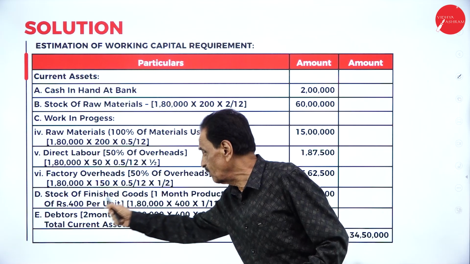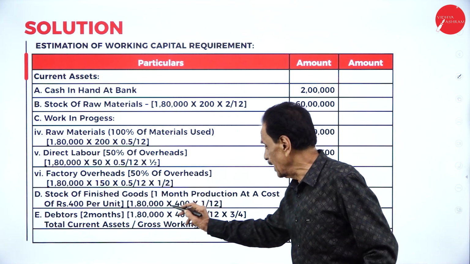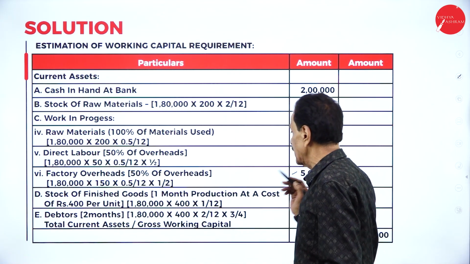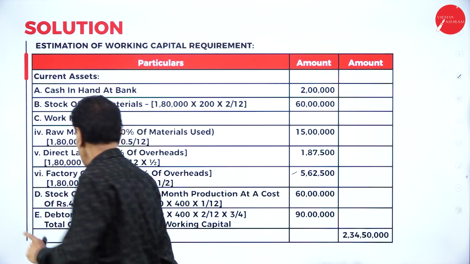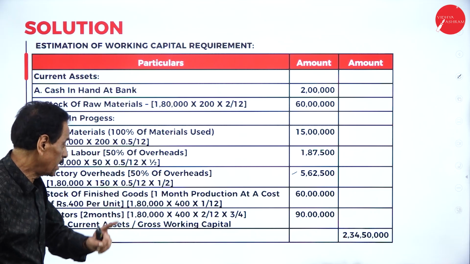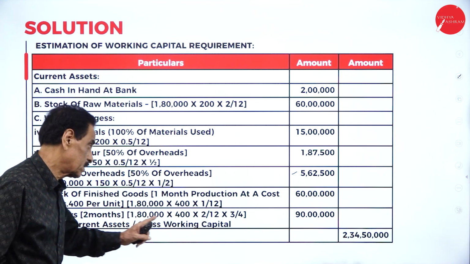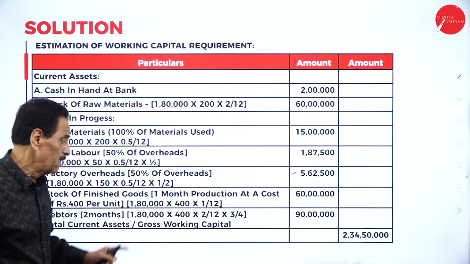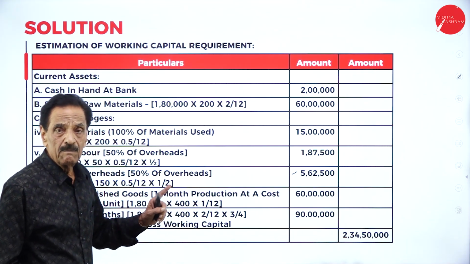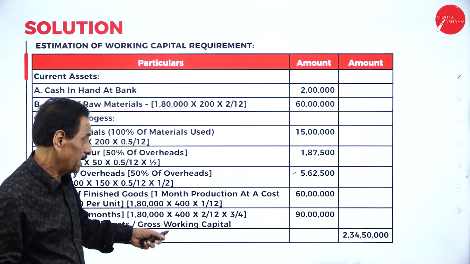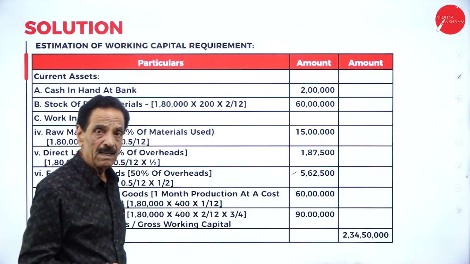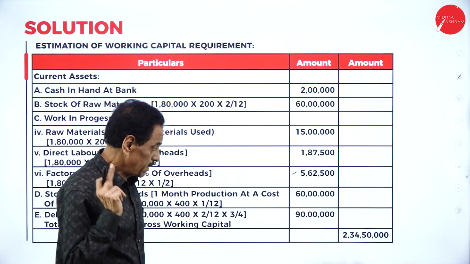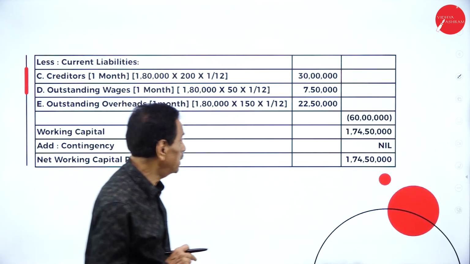Then stock of finished goods on the cost price: 1,80,000 divided by 12 into 1 into 400, 60 lakh. Debtors for 2 months on the total cost. Your total cost is 400: 1,80,000 divided by 12 into 2 into 400. So 3/4 is the credit sale. It comes to 90 lakh. If we add all these figures, it comes to 2 crore 34 lakh 50,000.